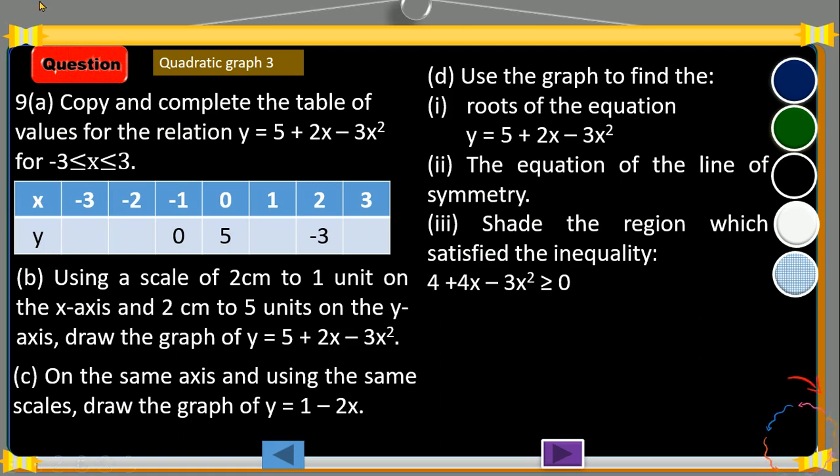D. Use the graph to find: 1. The roots of the equation y is equal to 5 plus 2x minus 3x squared. 2. The equation of the line of symmetry. 3. Shade the region which satisfies the inequality 4 plus 4x minus 3x squared is greater than or equal to 0. Now let's see how we can solve these questions together.